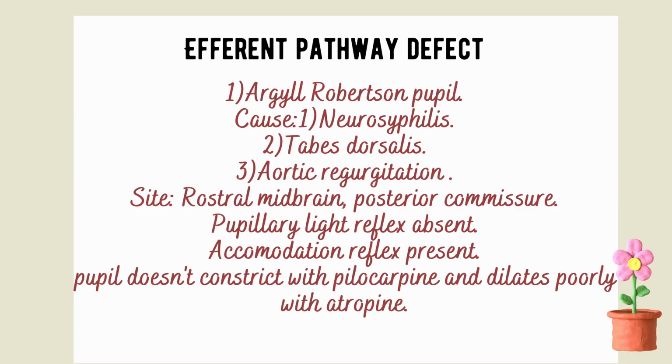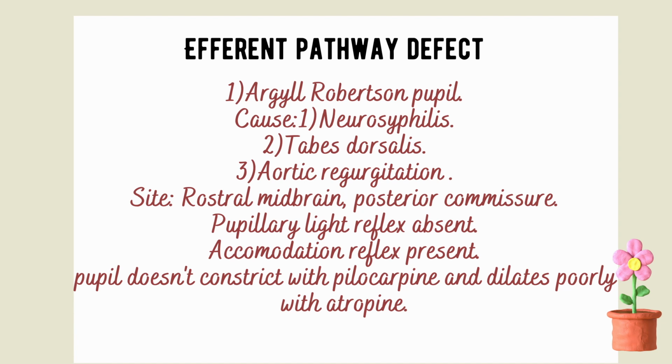Now we will discuss the efferent pathway defect. First is Argyll-Robertson pupil. Where is the lesion here? Here the lesion is in the rostral midbrain or posterior commissure. And the cause can be neurosyphilis, tabes dorsalis or aortic regurgitation. You have to remember these causes.